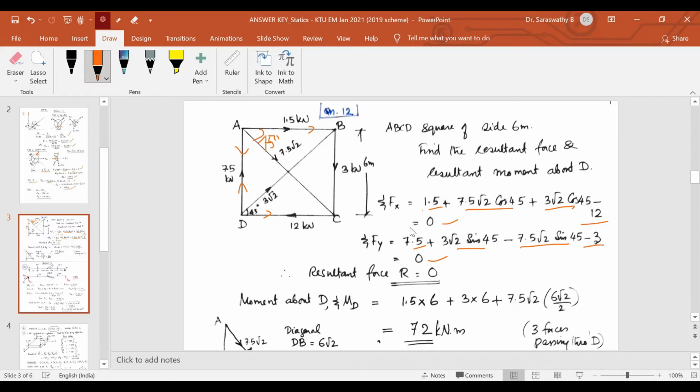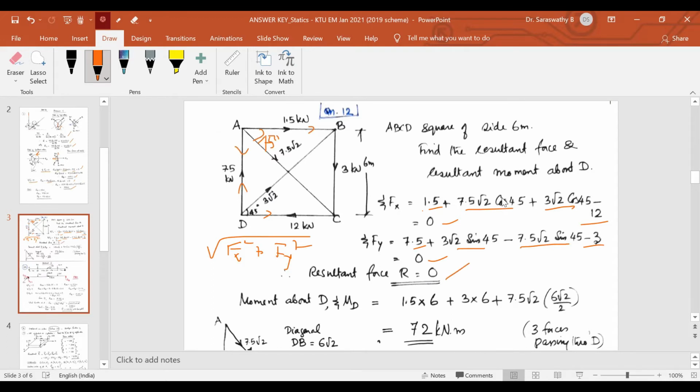Sigma Fx is 0, sigma Fy is 0. Therefore, how will you find out the resultant? Resultant is equal to root of Fx square plus Fy square. This is the expression for resultant force. Since both Fx and Fy are 0, the resultant is 0.